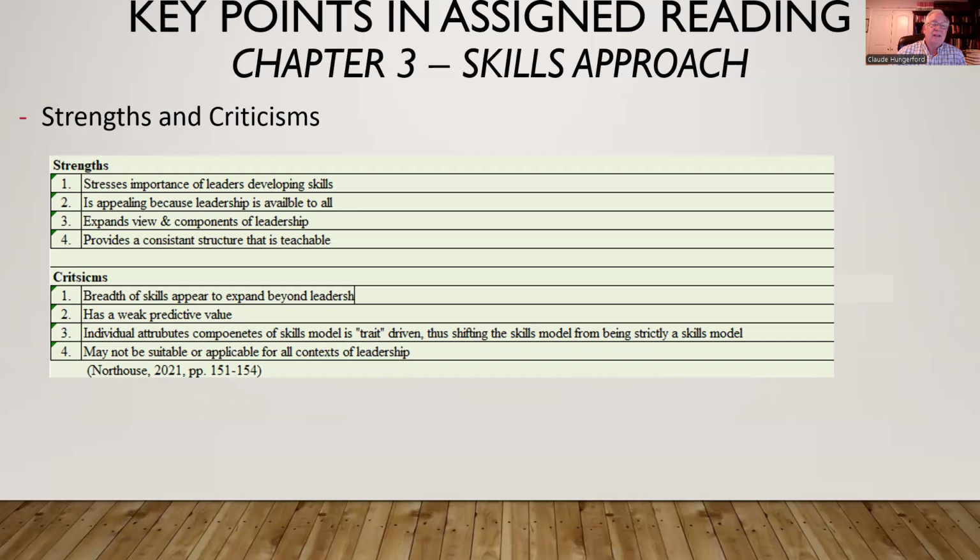The breadth of skills appears to expand beyond leadership itself. So that's a criticism. It has very weak predictive value. Just because you have the skills doesn't necessarily mean that you're going to be a good leader. And they are sort of polite about this, saying it may not be suitable or applicable for all contexts of leadership. I'm going to say probably for most contexts of leadership.